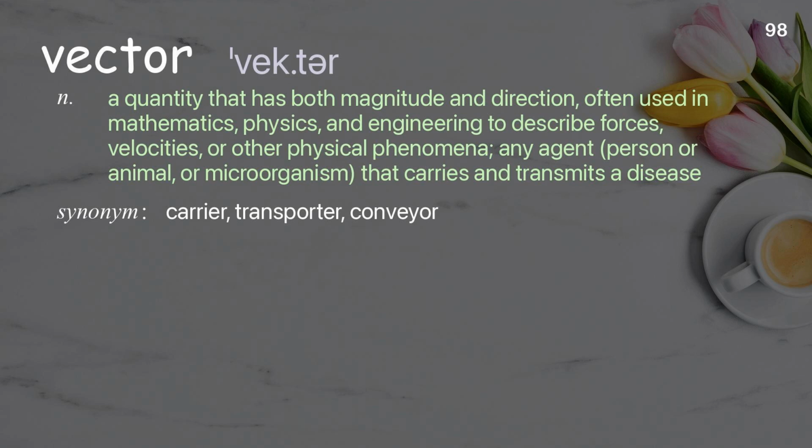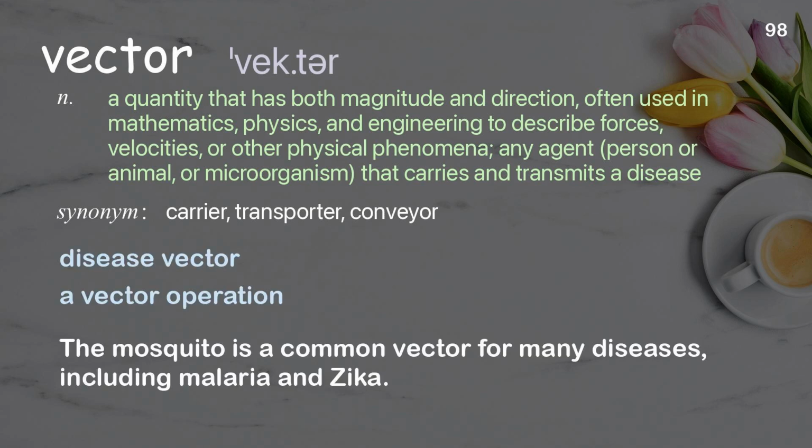Vector. A quantity that has both magnitude and direction, often used in mathematics, physics, and engineering to describe forces, velocities, or other physical phenomena; any agent, person or animal, or microorganism that carries and transmits a disease. Examples: Disease vector. A vector operation. The mosquito is a common vector for many diseases, including malaria and Zika.